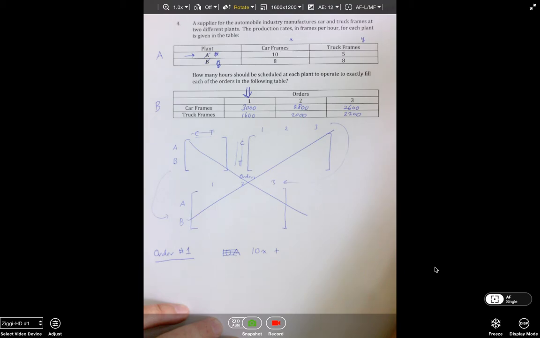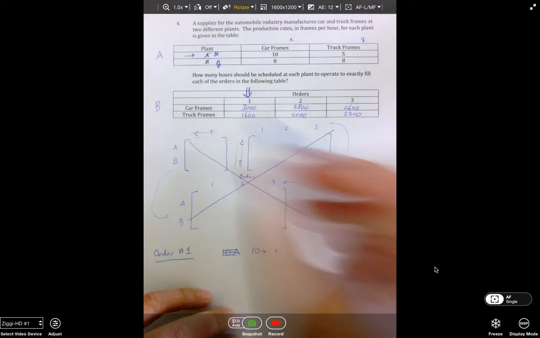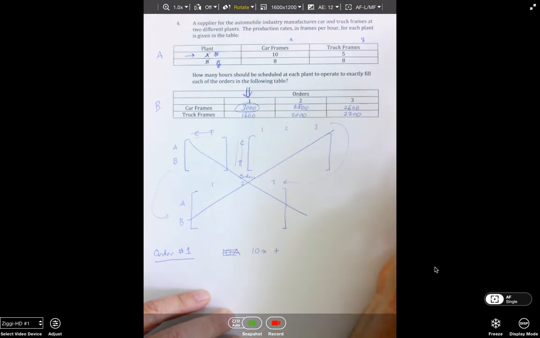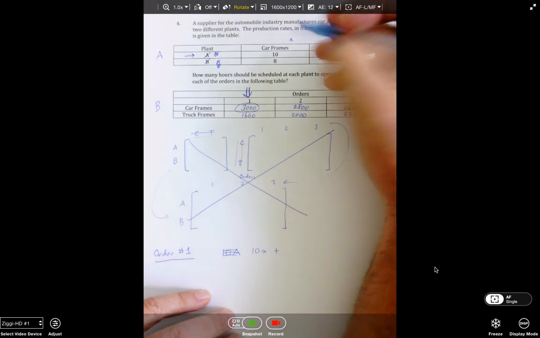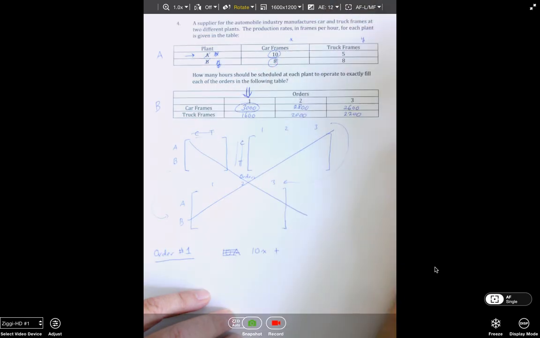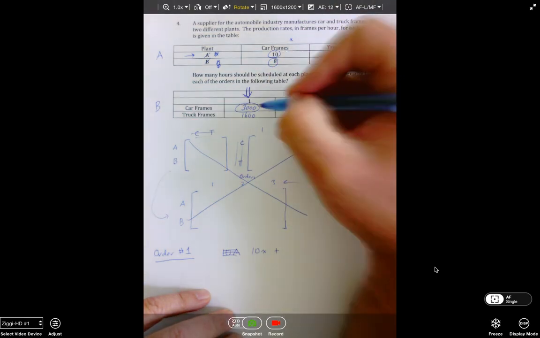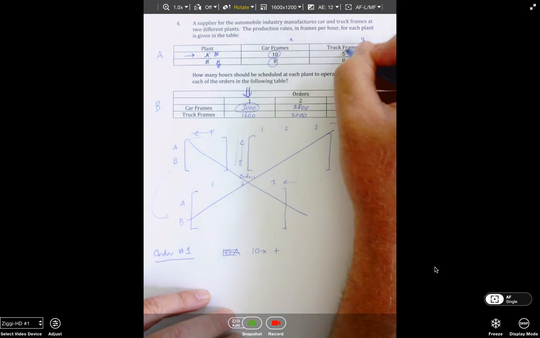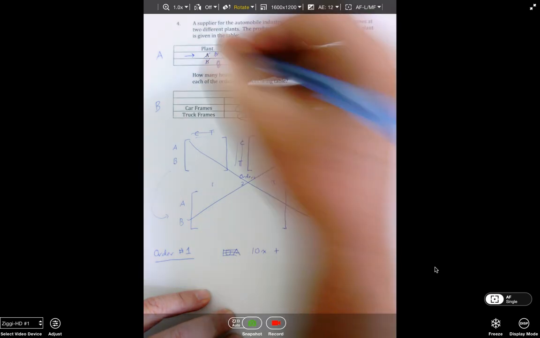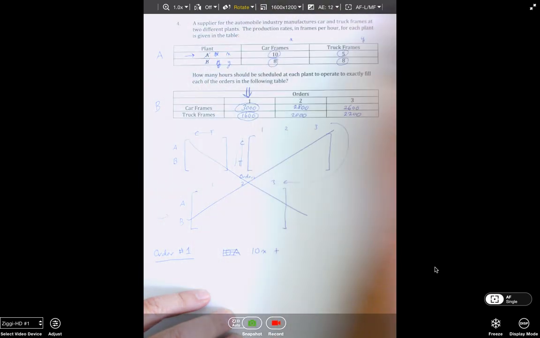Okay, I'm confused. Well, no. We have car frames. Okay, I see what's going on. We have car frames that have to be equal to 3,000. So the only way that we can get car frames is to add the car frames from plant A and the car frames from plant B to get the total number of car frames. The total truck frames from A plus the total truck frames from B has to be the total truck frames. So I was right in that the plants have to be X and Y, or A and B.